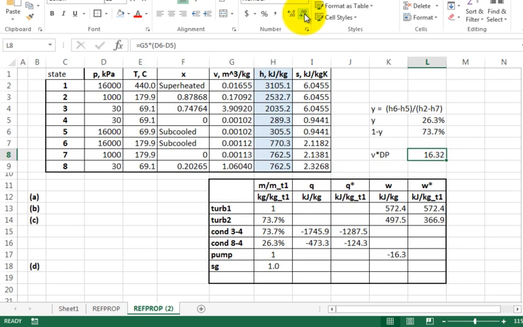16.32 versus 16.3. Okay, expand this one, see if they agree to another digit. Well, they don't, but they agree to 3 significant digits. Good enough. Now, which one would I lay my money down as the most accurate? The REFPROP.